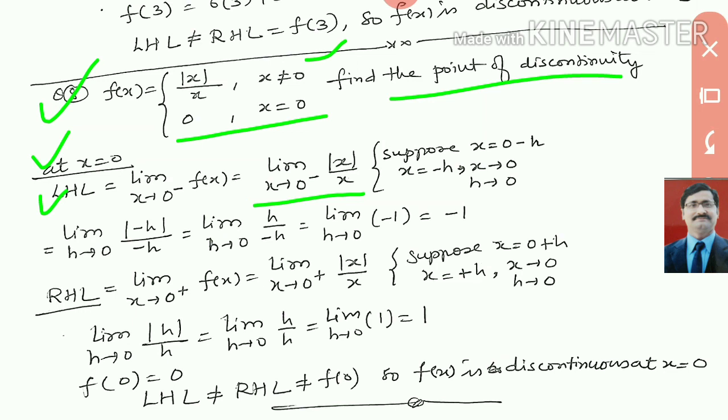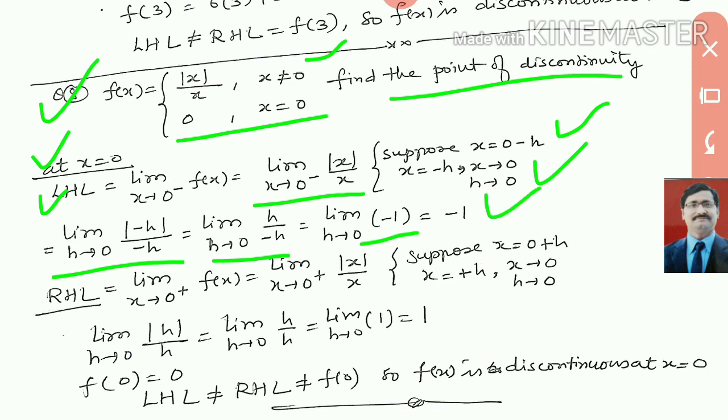This modulus is very sensitive, so suppose x equal to 0 minus h. From 0 you subtract a very small number. So x is equal to minus h, and as x tends to 0, h tends to 0. You change the limit, and you get limit h tends to 0 of modulus of minus h upon minus h, which is limit h tends to 0 of h upon minus h, and you cancel to get minus 1. So the final value is minus 1.